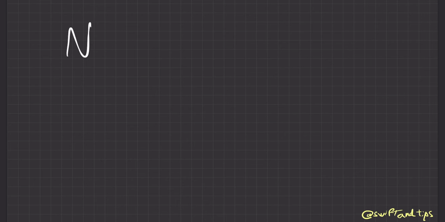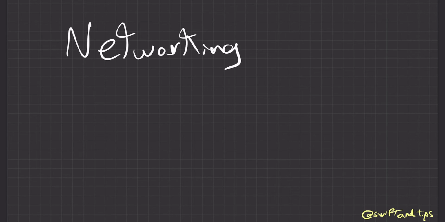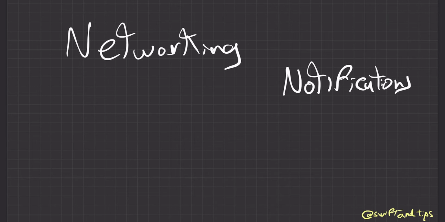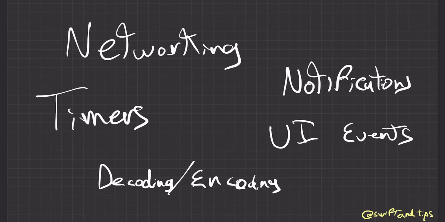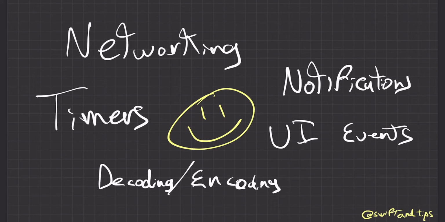Instead of deprecating the legacy APIs, Apple adapted them to work with Combine. You can use Combine for networking, notifications, timers, UI events, decoding and encoding, etc. This is just the beginning. Combine is a really powerful framework, and we will explore in detail all the features and components to make awesome apps with Combine.